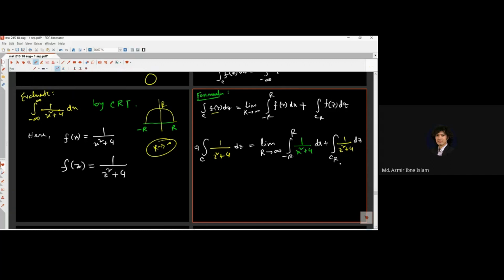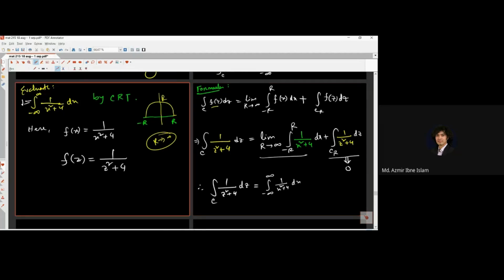This is called Jordan lemma. By Jordan lemma, we can write this is 0. The integral of 1 over z squared plus 4 dz over C means the limit as r tends to infinity, from negative r to positive r, of 1 over x squared plus 4 dx, and this part is 0. So we don't need to write this one. That means this can also be written as negative infinity to positive infinity, 1 over x squared plus 4 dx. Can you see, this is our main integral I.